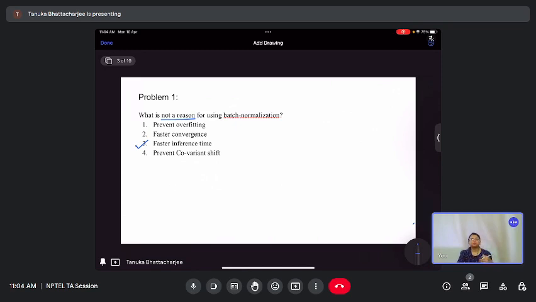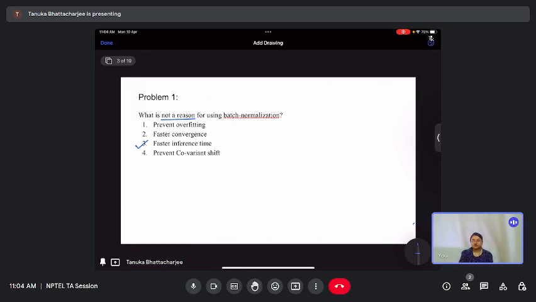And once you are doing that, since now the decision boundary will not be that much different from batch to batch, the convergence will be faster. So batch normalization indeed helps in faster convergence. Also it is a kind of regularization.